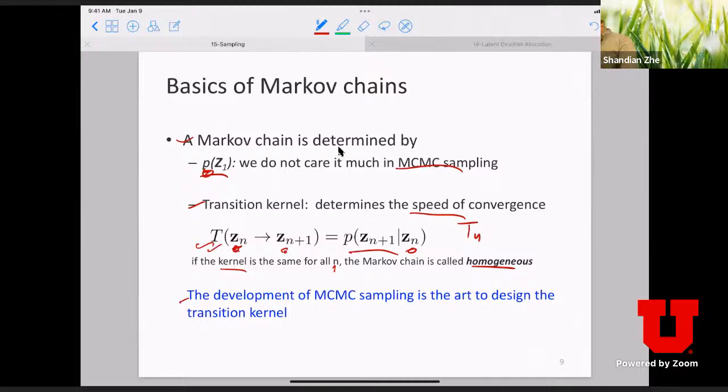So, in a nutshell, the development of Markov chain Monte Carlo sampling is the art of designing the transition kernel. And you see different types of Markov chain Monte Carlo sampling just give you different types of transition kernel. Okay, any questions so far?